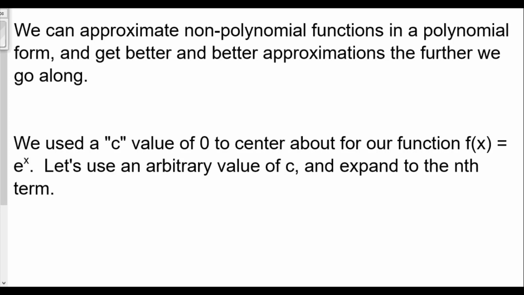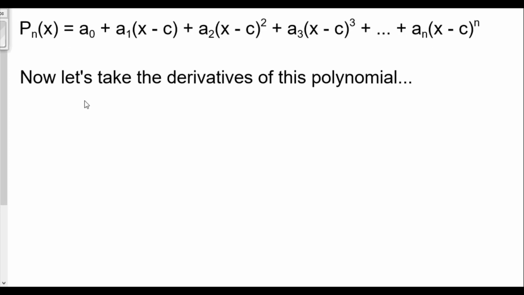Okay, well, let's see. So here, if we do this, we would have P_n(x) = a_0 + a_1(x - c) plus the a_2 and a_3 terms, all these here. Now we're going to take our derivatives, okay?